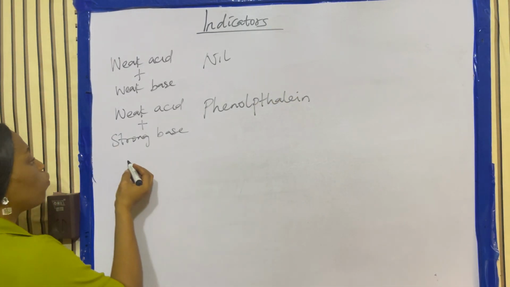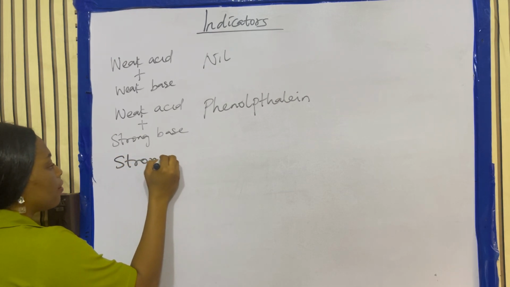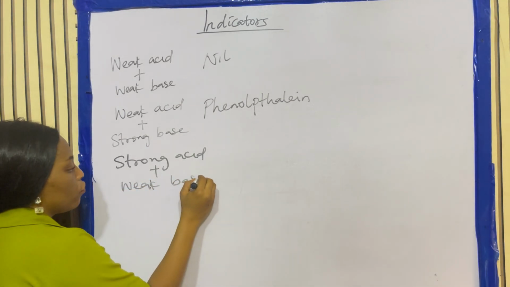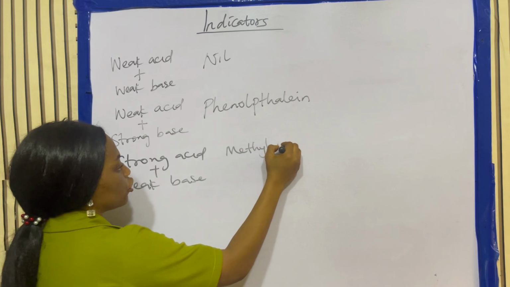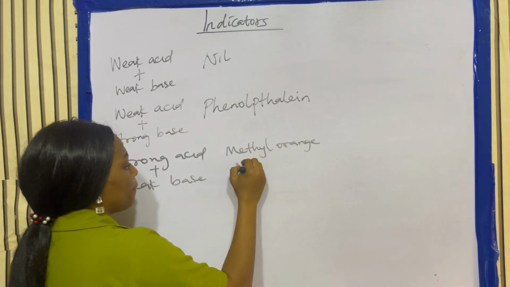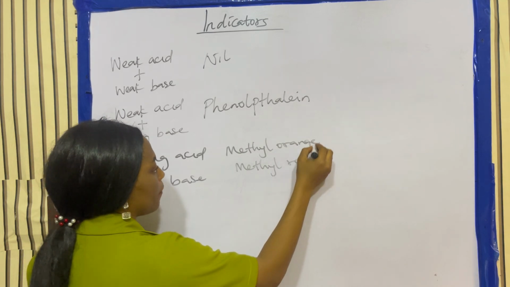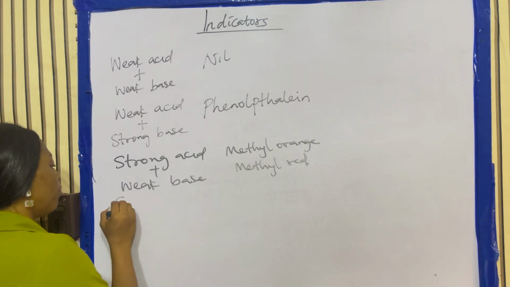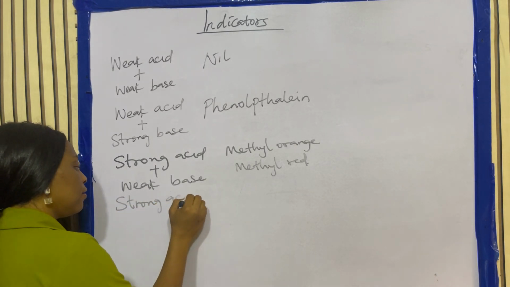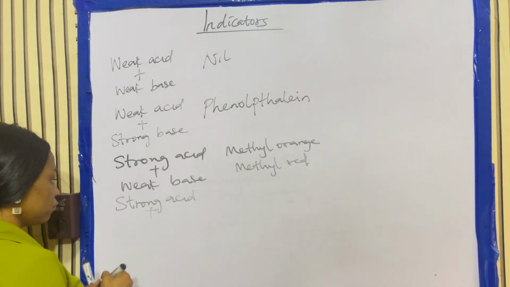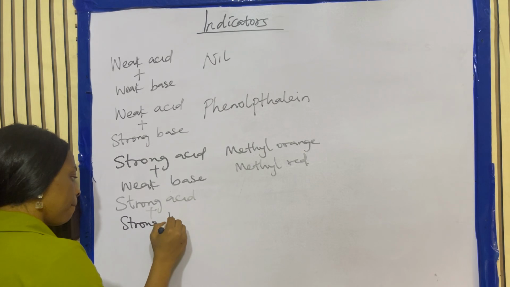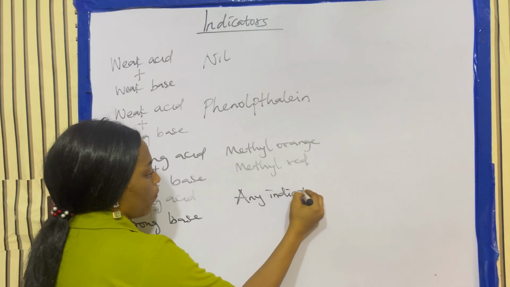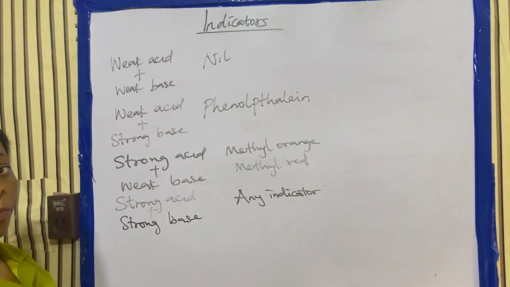Then, what happens when the acid is a strong acid and the base is a weak base? You use methyl orange or methyl red. They are the same. Then what about when both of them are strong? Strong acid plus strong base. You can use any indicator to test it. So please take notes.